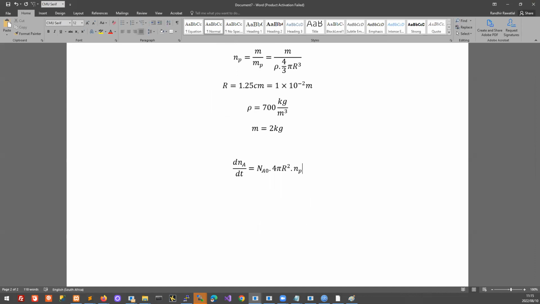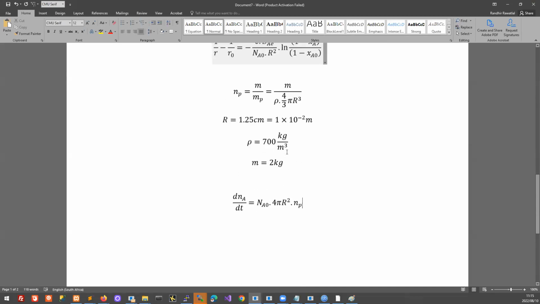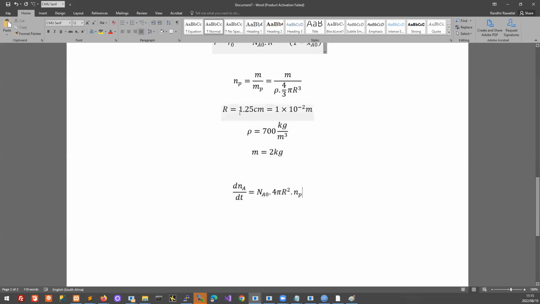There's a question on the chat for 4A, what's the value of R? So R is the radius of the particle, which we said was 1.25 centimeters.